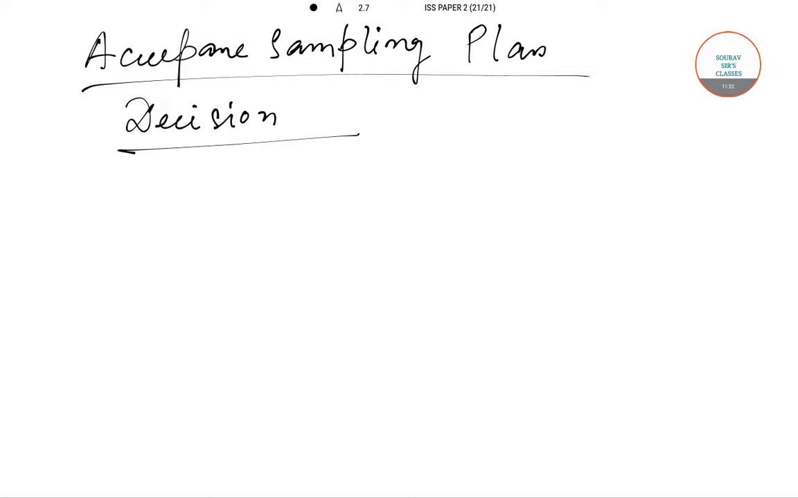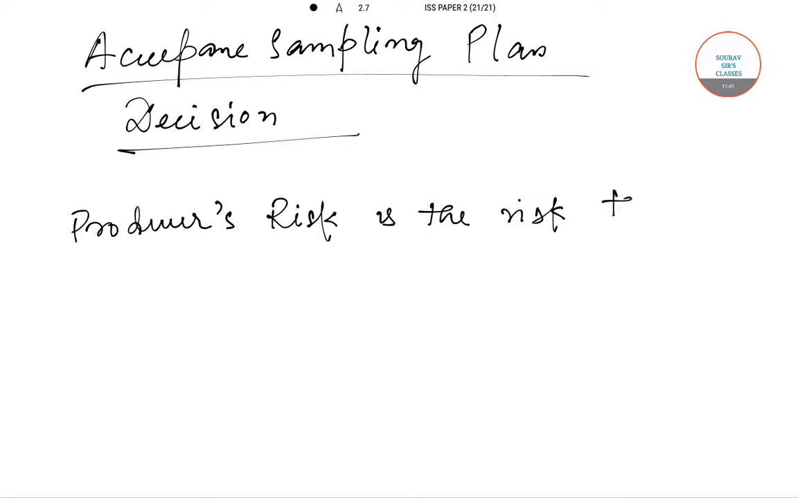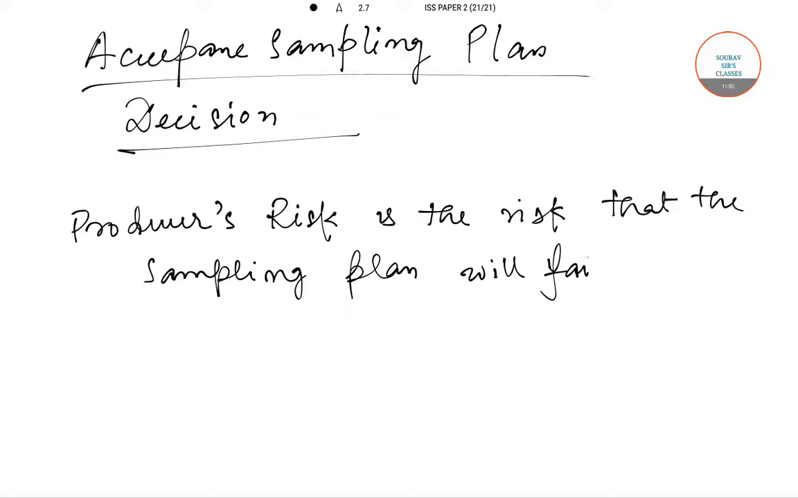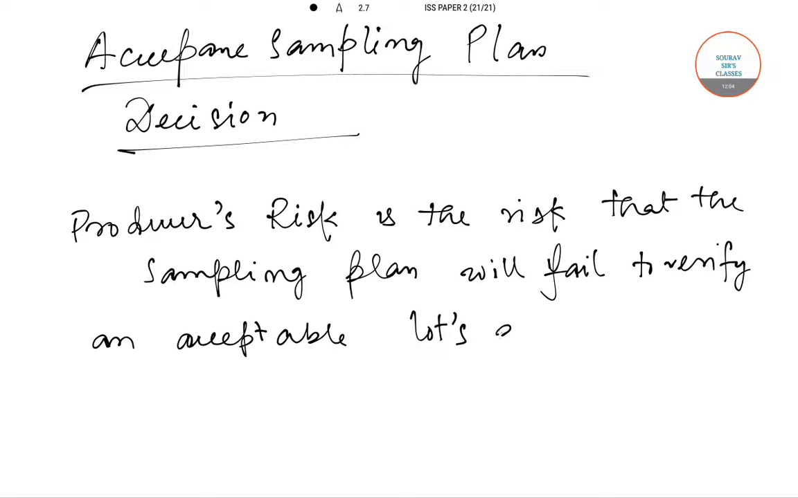Now the producer's risk is the risk that the sampling plan will fail to verify an acceptable lot's quality, and thus reject it. And this is a type 1 error.